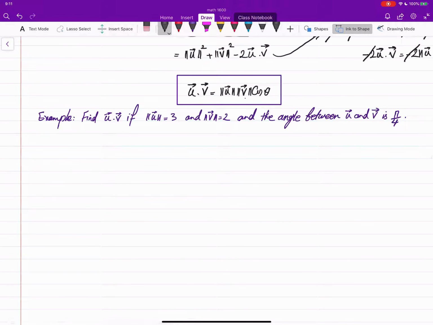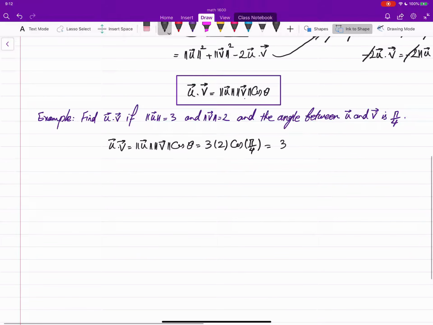Okay, so we have the formula there. U dot v is equal to the length of u times the length of v times cosine of theta. The length of u is 3, the length of v is 2, times cosine of pi over 4. You have to know cosine of pi over 4 is root 2 over 2. And then you can cancel these two, and this is 3 root 2. And that's how you find the dot product of these two vectors.